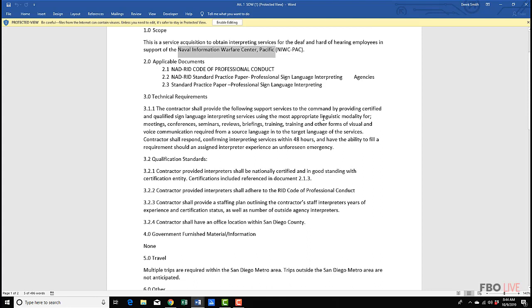Contractors shall provide the following support services by providing certified and qualified sign language interpreting services using the most appropriate linguistic modality for meetings, conferences, seminars, reviews, briefings, trainings, other visual services. Contractors shall respond confirming interpretive services within 48 hours. So they have a request, you need to let them know within 48 hours. Again, this is kind of shaping the pricing of the requirement. If you recall, it was a not to exceed number, and that number was 350 hours a year. So they're going to have these meetings, seminars, briefings.